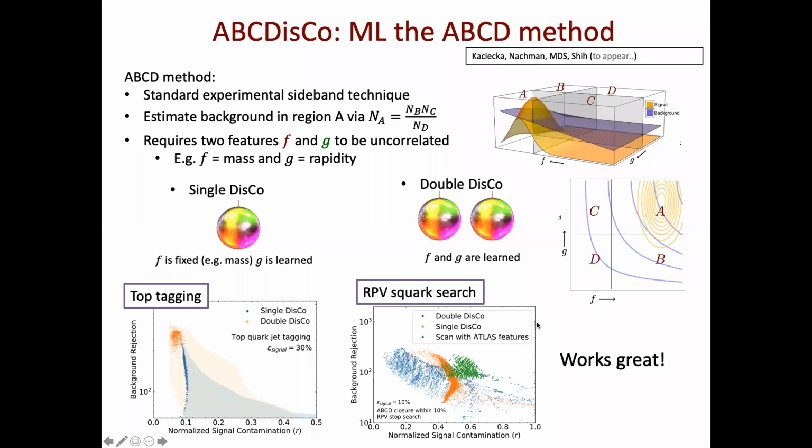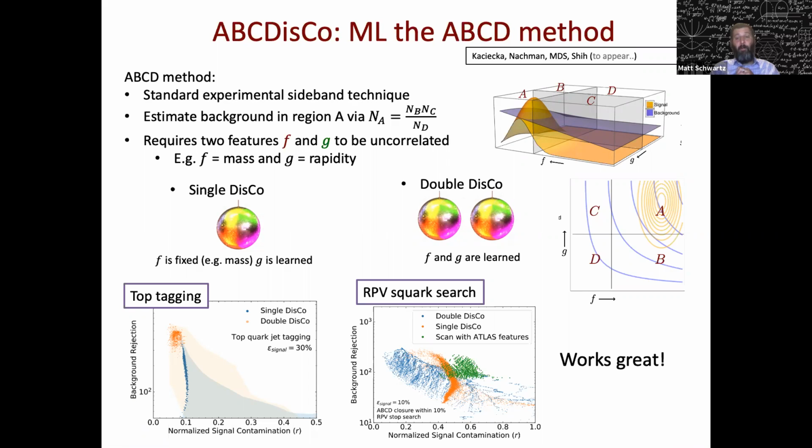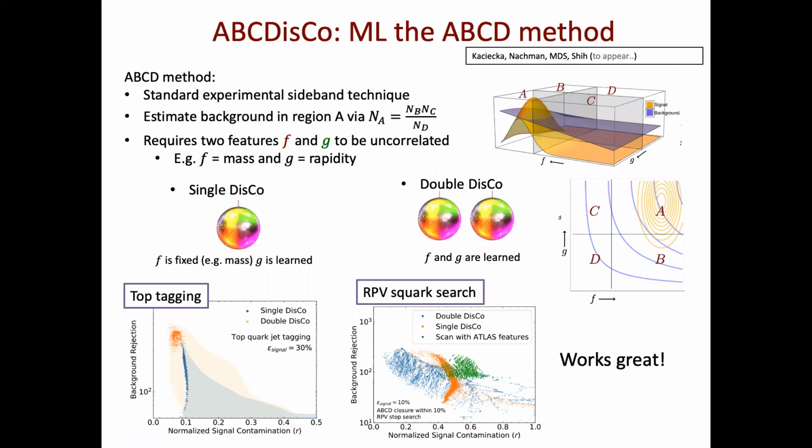So maybe we can extend this NB NC over ND formula to the case where we have 3 or 4 features, right? You mean in 3 dimensions and 4 dimensions? Right. Yeah, you could, and maybe it would help. That's an interesting idea, to still use rectangular cuts but have multi-dimensional cuts. Right. Thank you.